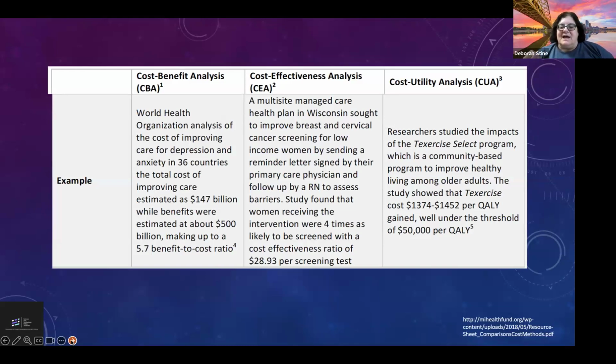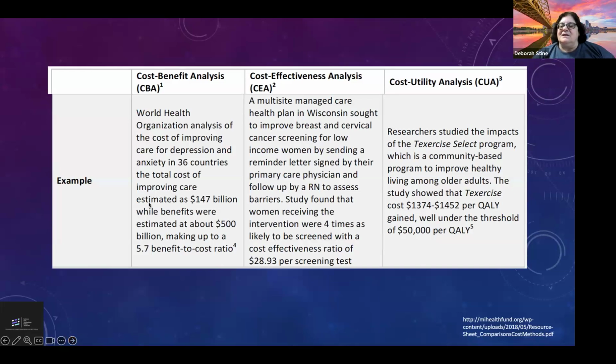For cost effectiveness analysis, there was a multi-site managed care health plan in Wisconsin. They wanted to improve screening for breast and cervical cancer for low-income women by sending a reminder letter from the primary physicians. They found that the women who received the intervention were 4 times as likely to be screened. So the cost effectiveness of that was about $29 per screening test.